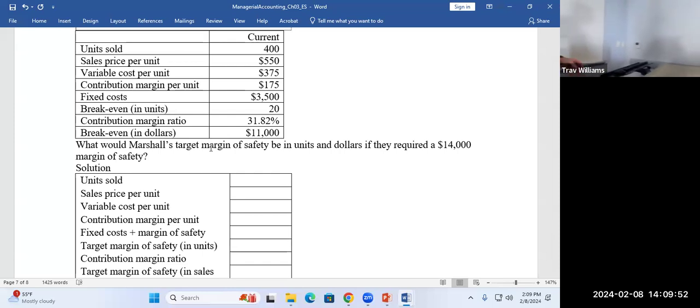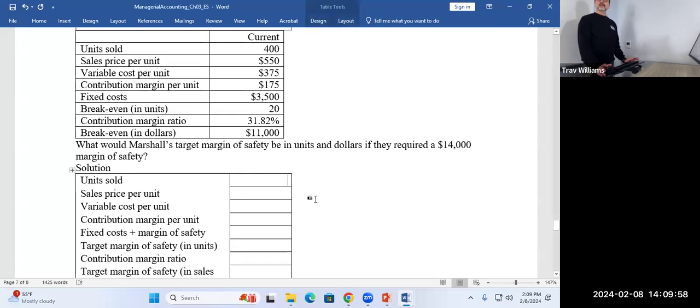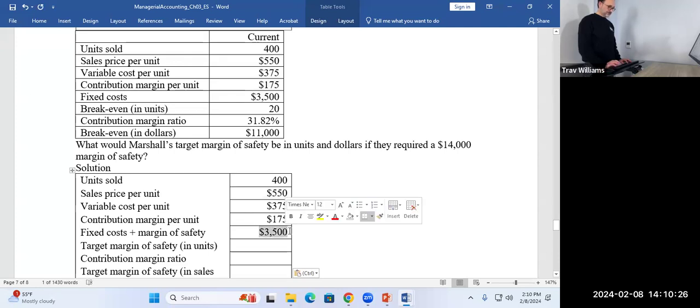A lot of these pieces of information are not changed. Their units sold is still 400. Their sales price per unit is still 550. That variable cost stays the same. Contribution margin per unit stays the same. Fixed cost stays the same. So I think I can just copy and paste all that in there. Oh, no, here we need, okay, not that one. Okay, that's where we need to change things up.